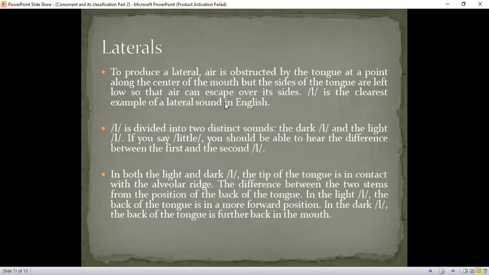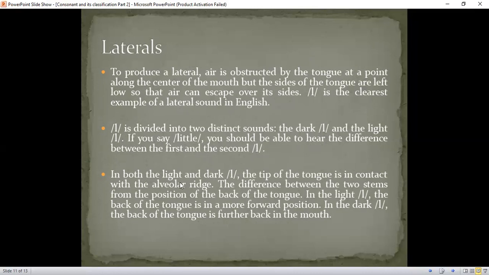So next is the laterals. To produce a lateral, air is obstructed by the tongue at a point along the center of the mouth, but the sides of the tongue are left low so that air can escape over its sides. L is the clearest example of a lateral sound in English. L is divided into two distinct sounds, the dark L and the light L. If you say little, you should be able to hear the difference between the first and the second L.